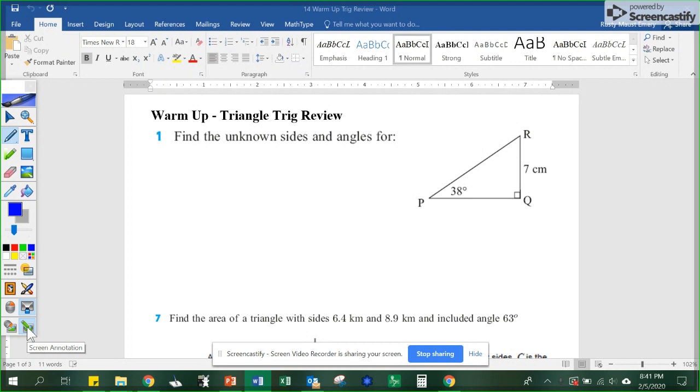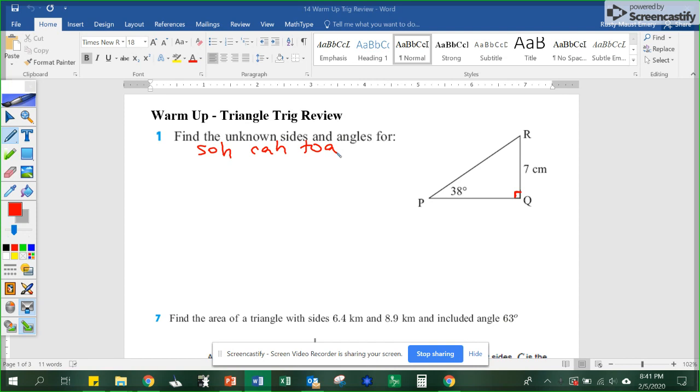Take a look at the warm-up questions. For number one, find the unknown sides and angles for this triangle. So just recognizing, again, the first thing we want to look for is right triangles. So we know it's a right triangle, so we can use our right triangle trig. Remember SOHCAHTOA, we need to be able to set up trig equations to help us solve for missing pieces, or Pythagorean theorem if we have two sides.